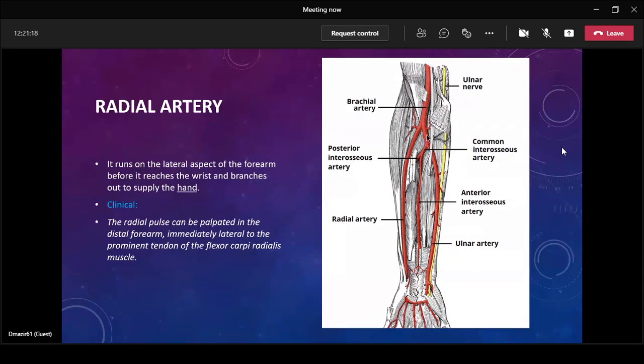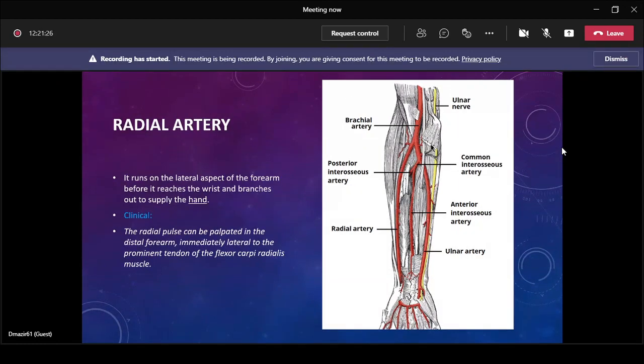Ulnar recurrent arises from the ulnar artery. One is the anterior ulnar recurrent and the other is the posterior ulnar recurrent. They take part in anastomosis around the medial epicondyle.